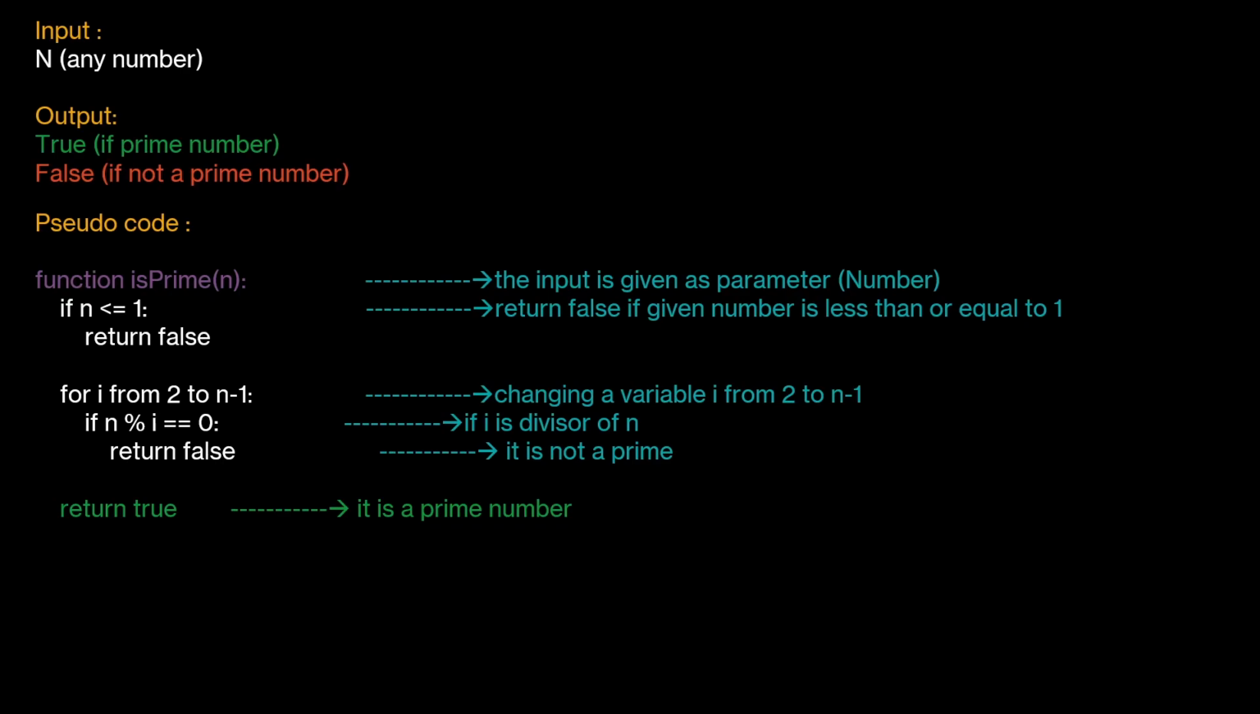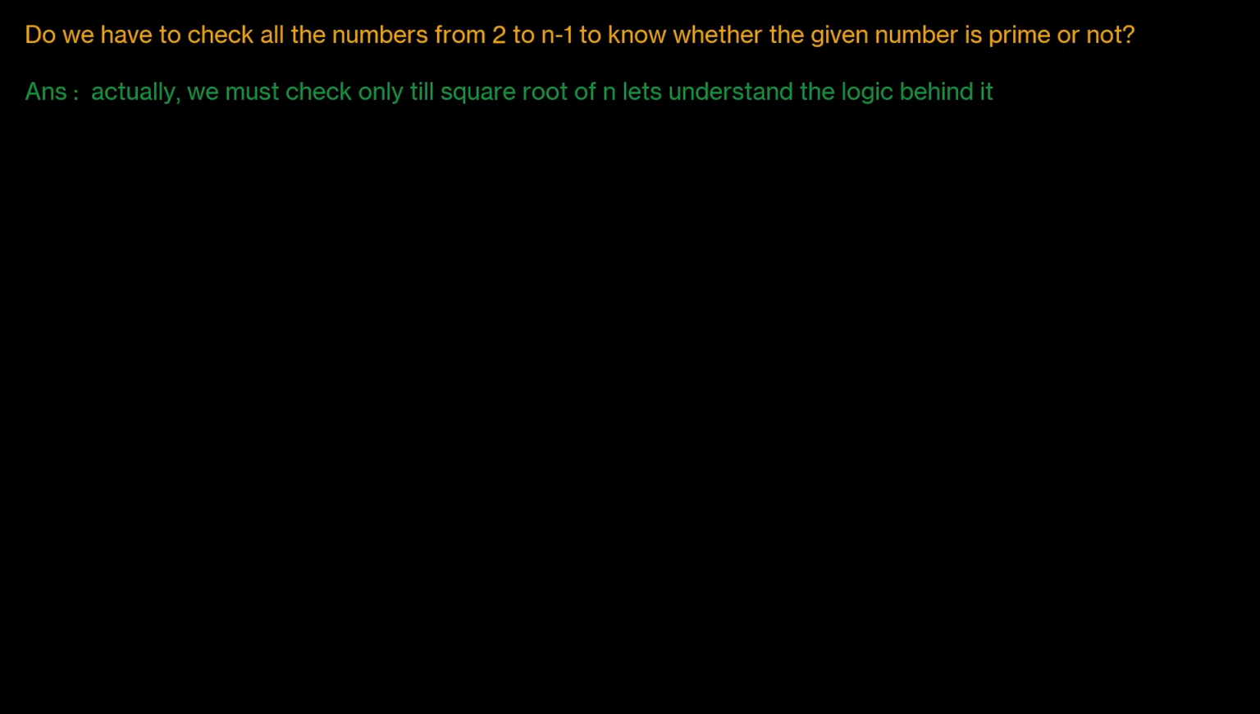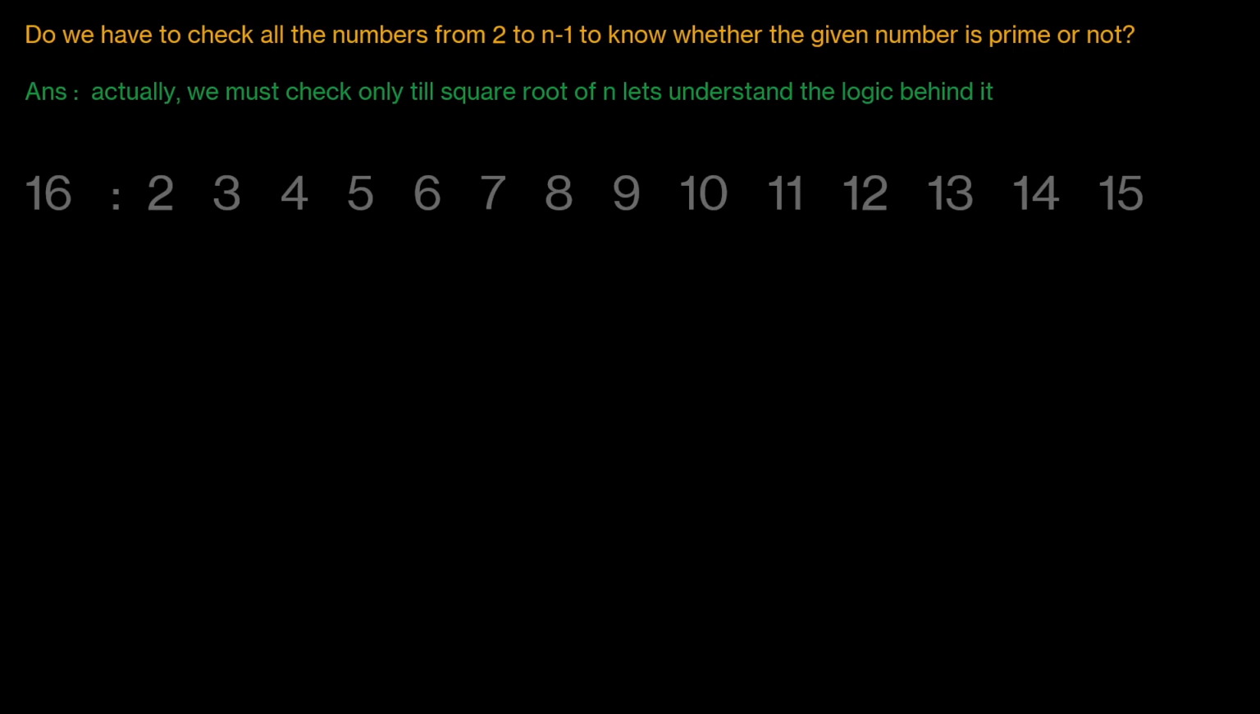But still, do we have to check up to n minus 1? If it is a prime number, there will be no divisor, so we'll completely check every number, but we don't have to do that. Actually, we must check only till square root of n, because multiplication exists in pairs. Okay, I'll explain you with an example. Consider number 16. We have in between numbers 2 to 15.